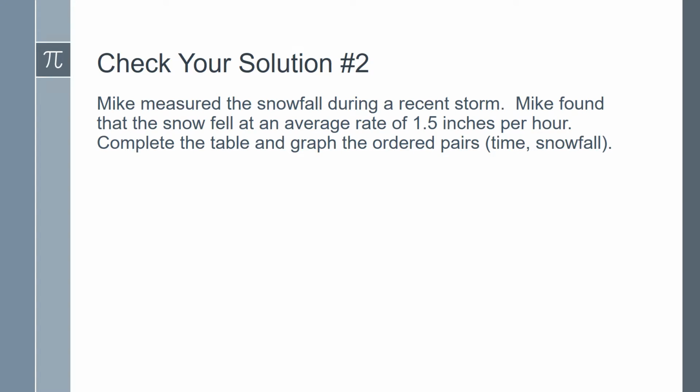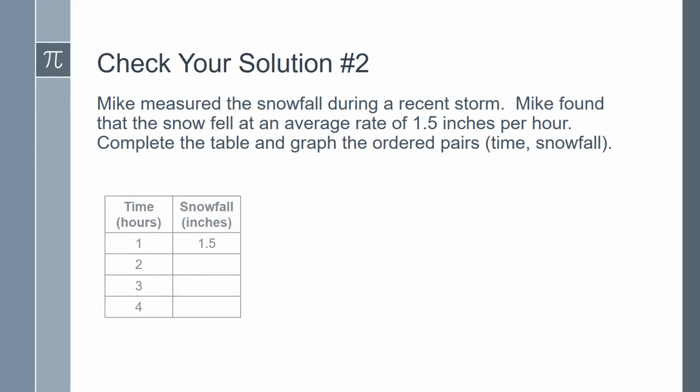The first thing that we need to do is to finish filling in the table. So we have time in hours on the left and snowfall in inches on the right. If snow is falling at a rate of 1.5 inches per hour, then Mike will have measured 3 inches of snow after 2 hours, 4.5 inches of snow after 3 hours, and 6 inches of snow after 4 hours. Next, we need to set up the graph.